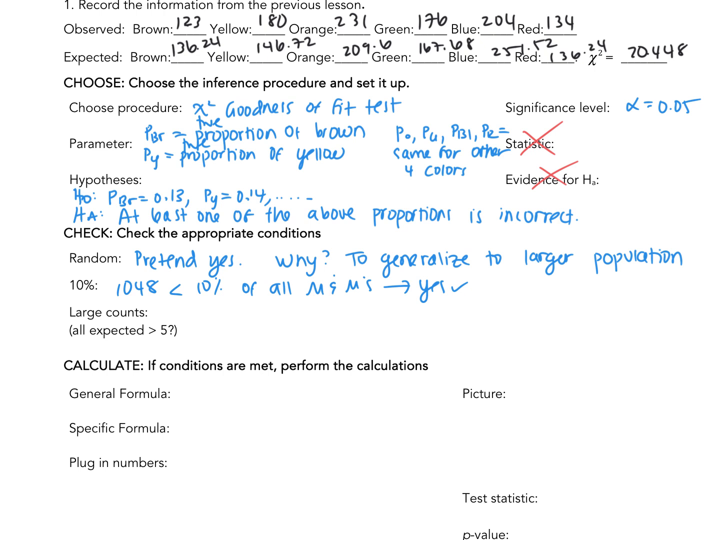Again, though, that is only when you are sampling without replacement from a finite population. And then lastly, all of those expected values have to be greater than 5. So we have those, the 136.24, the 146.72, and all the rest of them are all greater than 5.